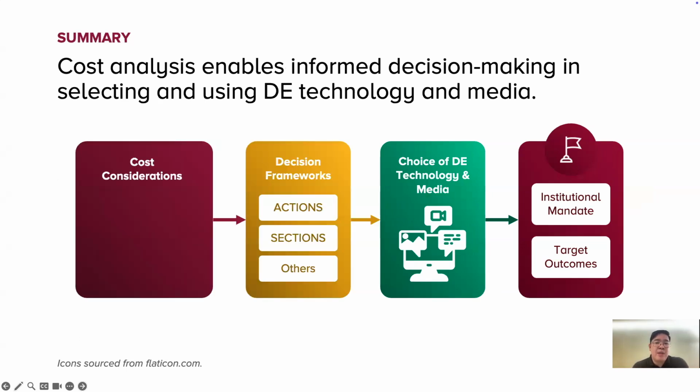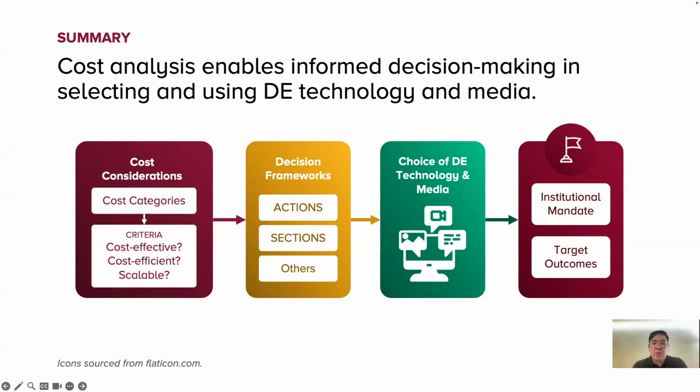In summary, the choice of educational technology and media should ultimately serve the institution's educational mandate and desired outcomes. Frameworks like actions and sections structure decision making by highlighting critical considerations like cost. Whether deciding to pursue a project or choosing between alternatives, understanding development, delivery, maintenance, and overhead costs allows us to identify options that are more cost effective, more cost efficient, and scalable. Ultimately, analyzing costs along with other factors enables the institutions and educators to make informed decisions to achieve their objectives while effectively managing their limited resources.